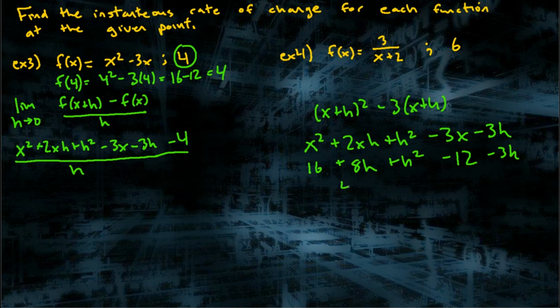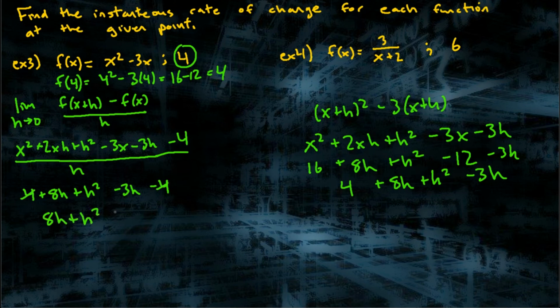So I'm just going to simplify that down a little bit and get 4 plus 8h plus h squared minus 3h. So that's how I could simplify this down a little bit. And I also have this minus 4, but we'll get there in a second. So we have 4 plus 8h plus h squared minus 3h minus 4, and I'll deal with that in a second. The 4's will cancel, and we have 8h plus h squared minus 3h all over h.